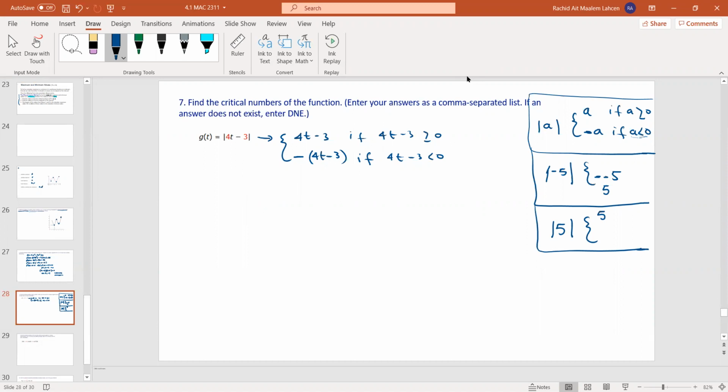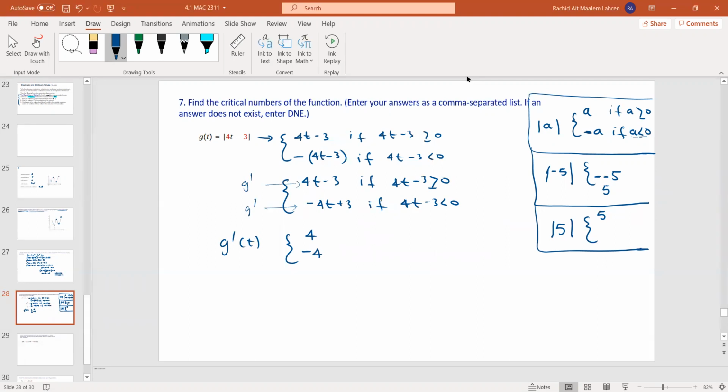Similarly, we apply it here. If the inside is positive, then it's the same. If it's not positive, then you have to switch it. So it's 4t minus 3 if 4t minus 3 is positive, and negative 4t plus 3 if 4t minus 3 is negative. Similar idea here, if you take g prime, the derivative for each one, it's 4 and negative 4. Of course, what does this mean? If you solve this inequality, t is greater than or equal to 3/4. And here t is less than 3/4.